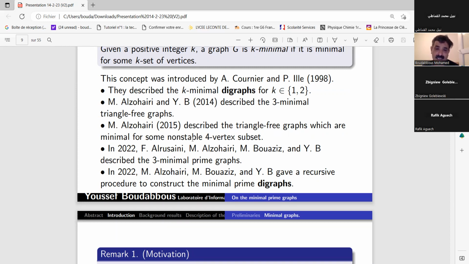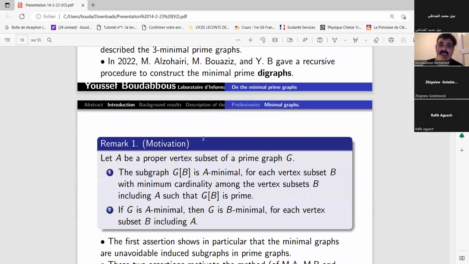Also, recently, Al-Zuhairi, Bouaziz, and myself gave a recursive procedure to construct the minimal prime digraphs. For example, from the three-minimal, we have a procedure to obtain the four-minimal. That doesn't mean that it is easy afterwards, but we have a procedure.